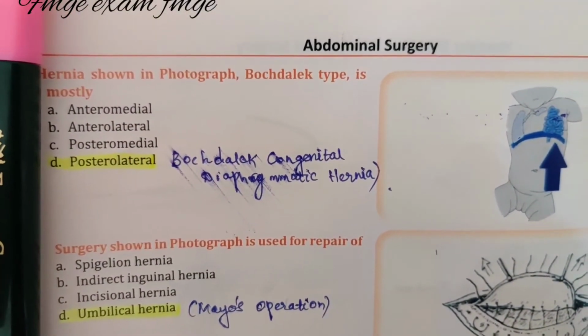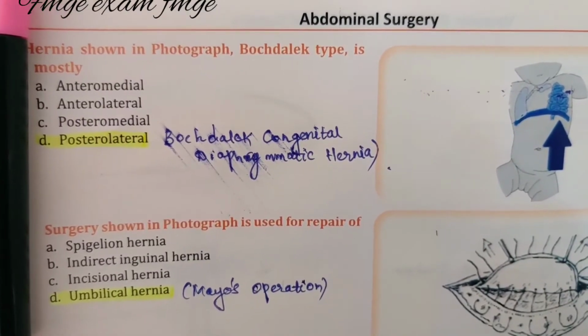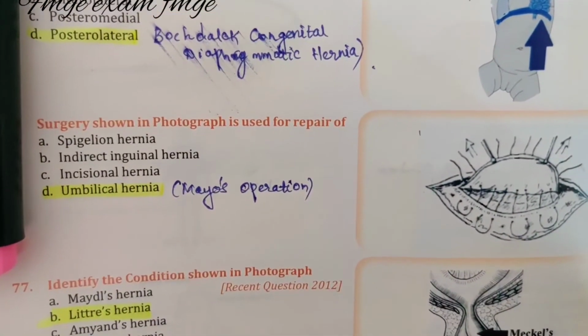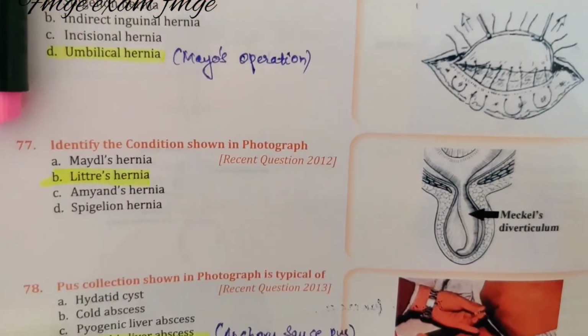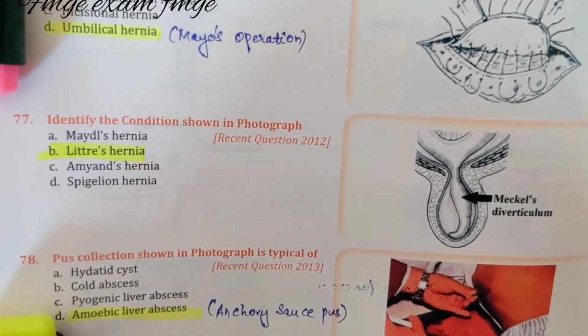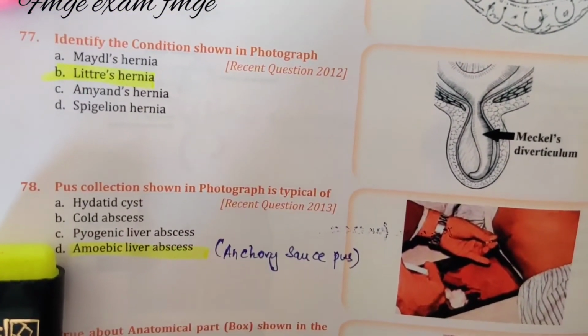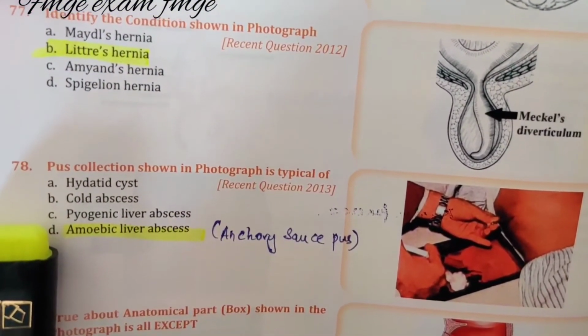Bochdalek type is mostly posterolateral. The surgery shown in the photograph is used to repair an umbilical hernia, Mayo's operation. Identify the condition shown in the photograph: Littre's hernia. The fluid collection shown in the photograph is typical of an amoebic liver abscess. It's anchovy sauce pus.